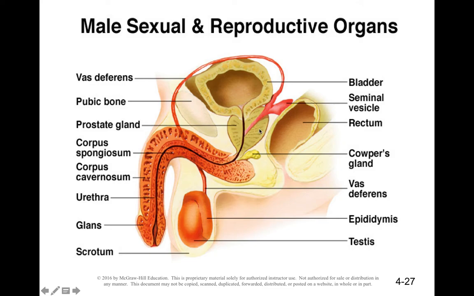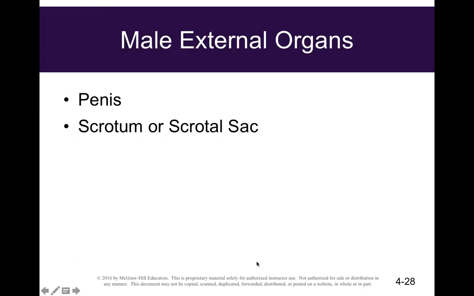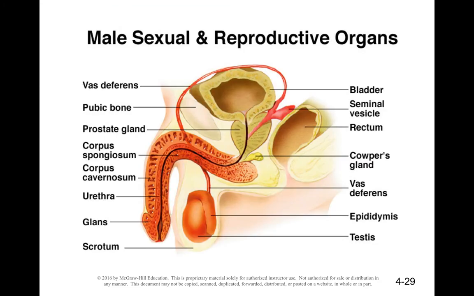There's the prostate gland here, located underneath the bladder. Here's the rectum. Here's the Cowper's gland that produces the precum or pre-ejaculate. All right, so the male external organs consist of the penis and the scrotum or the scrotal sac.